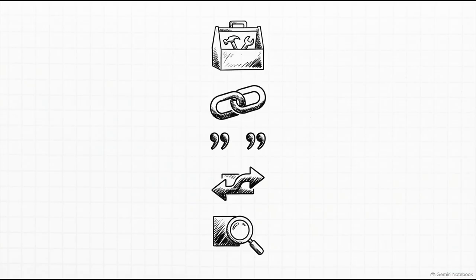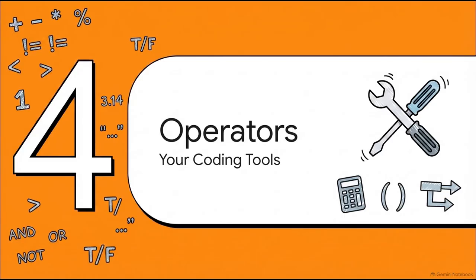You can use a standard plus sign to concatenate, which is just a fancy way of saying joining two separate strings into one longer necklace. You can use triple quotes to create massive multi-line strings. Though be warned, if you forget to close those 3 quotes, you will trigger a nasty syntax error every single time. You also have tools like replace to swap out specific text and find to pinpoint the exact position where a character is hiding. Next up, Section 4, Operators, your coding tools.